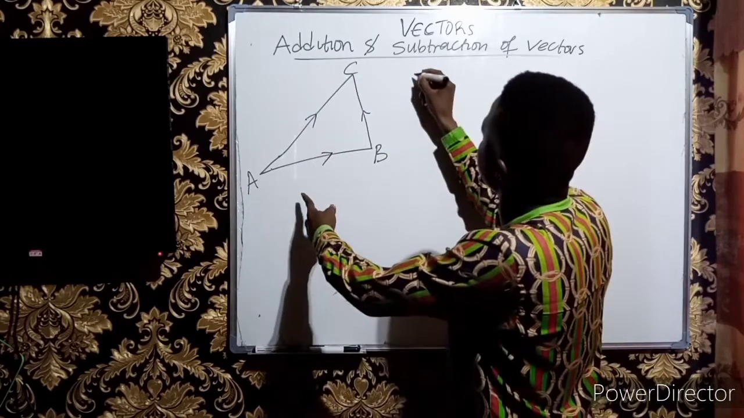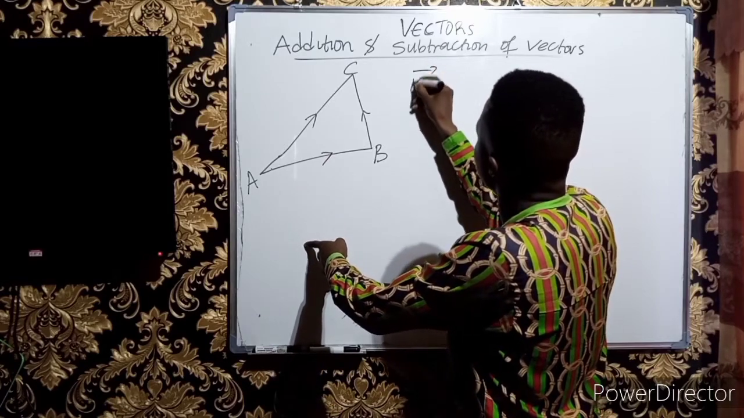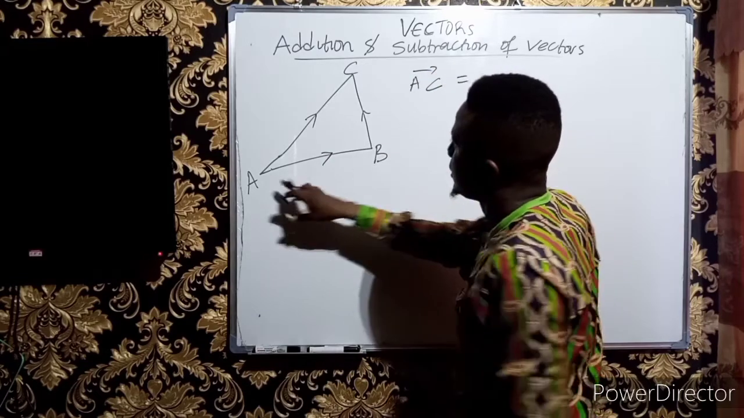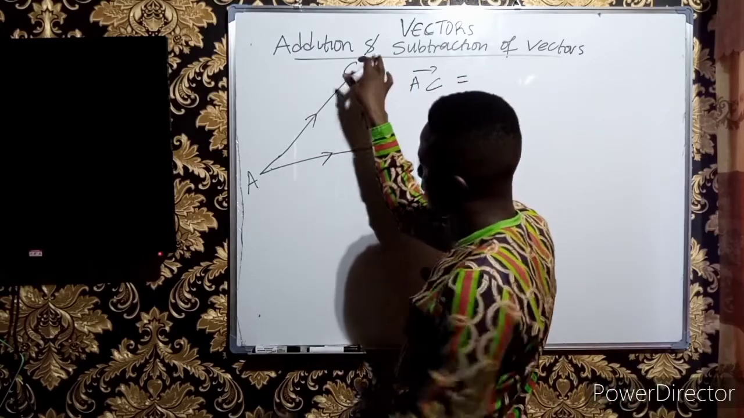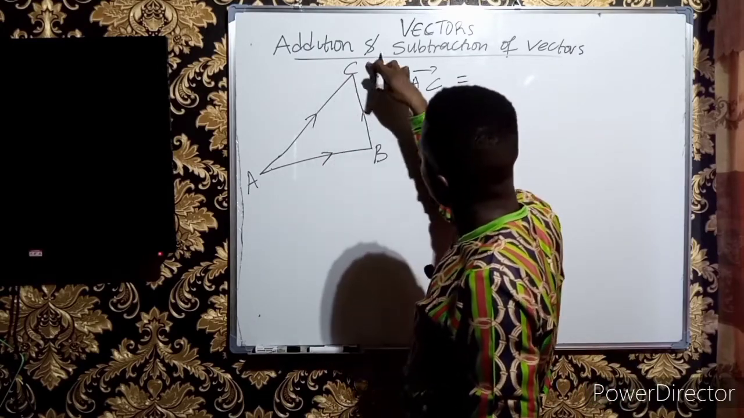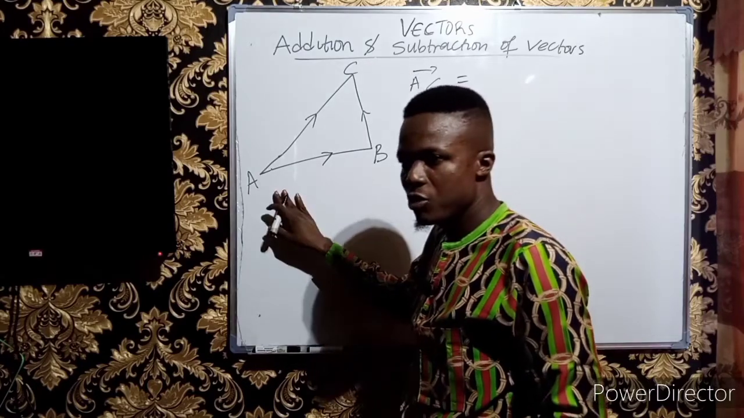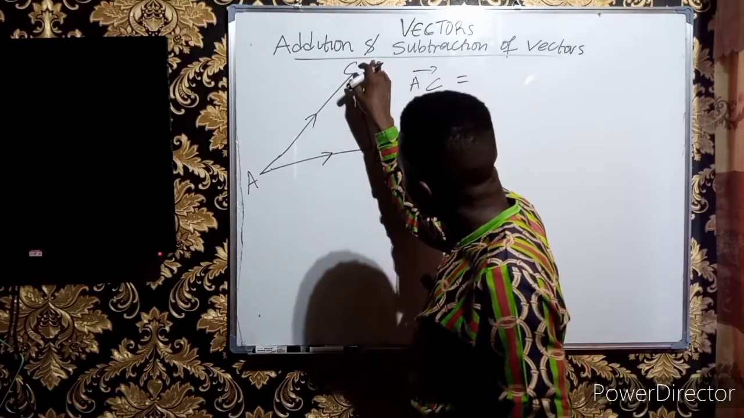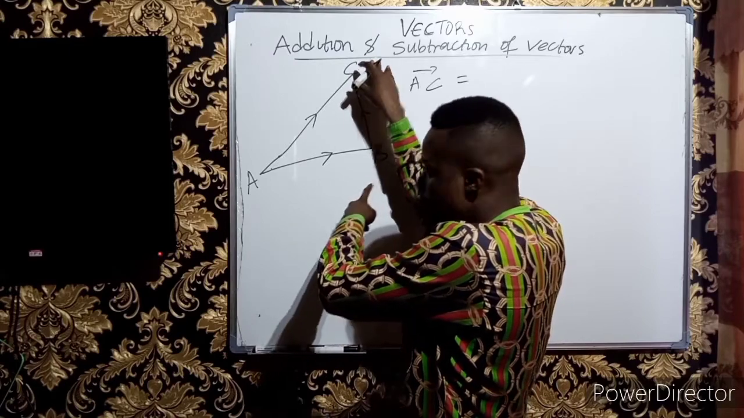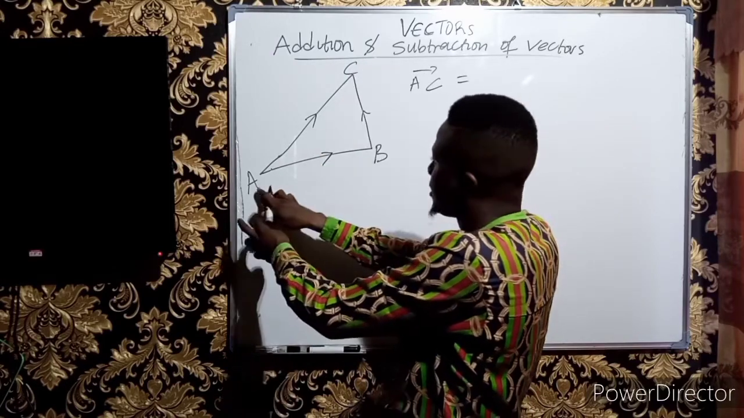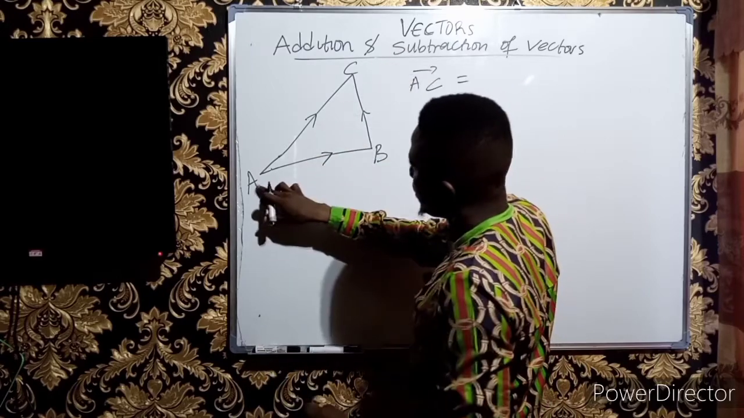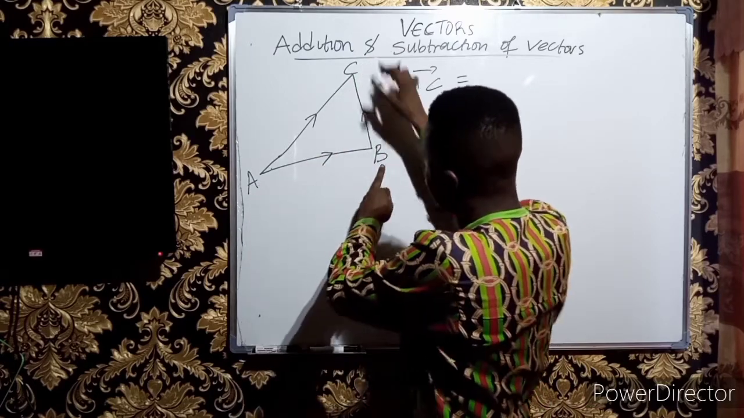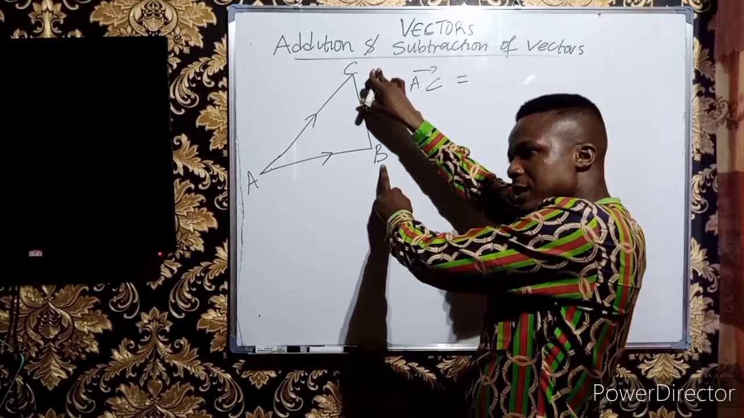So I can write here that vector AC, look at it. If you want to get the value of AC, don't just say that AC is equal to CB plus BA. It is wrong. When you have AC, take it in the opposite direction. AC is now the same thing as AB plus BC. You can see the movement. So AC is AB plus BC. That is how we take it.